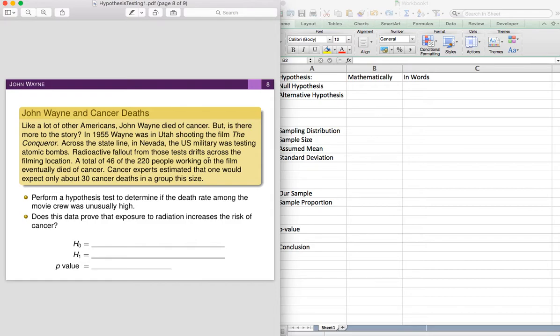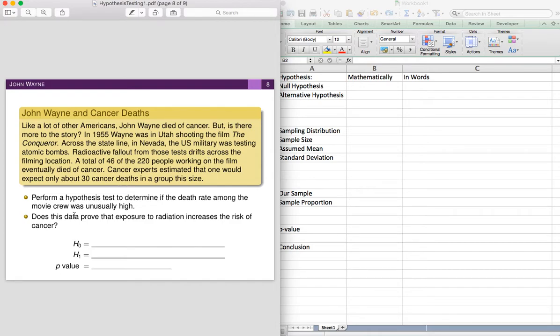Across the state line in Nevada, the U.S. military was testing atomic bombs. Radioactive fallout from those tests drifted across the filming location. A total of 46 of the 220 people working on the film eventually died of cancer. Cancer experts estimated that one would expect only about 30 deaths in a group this size.